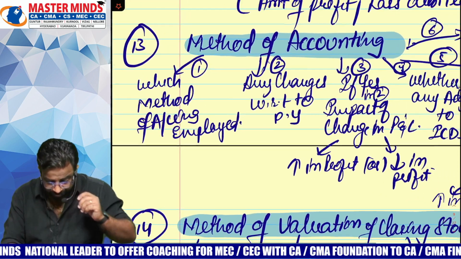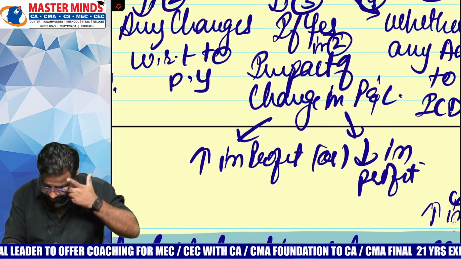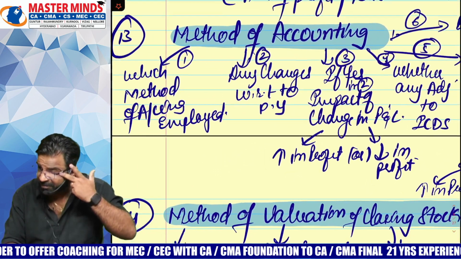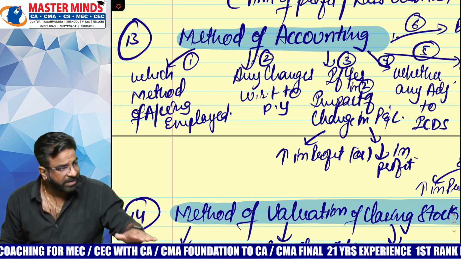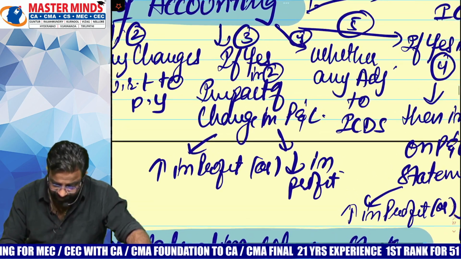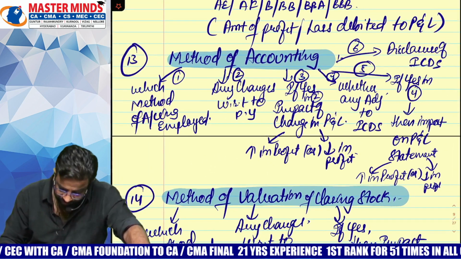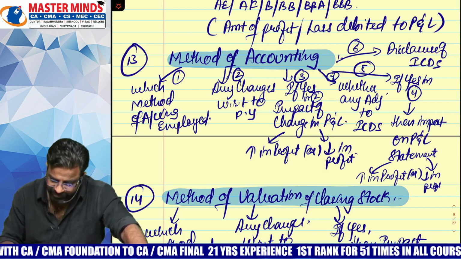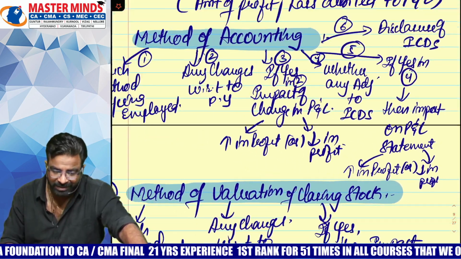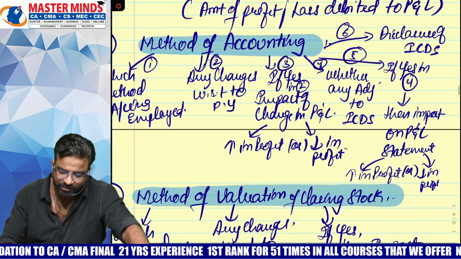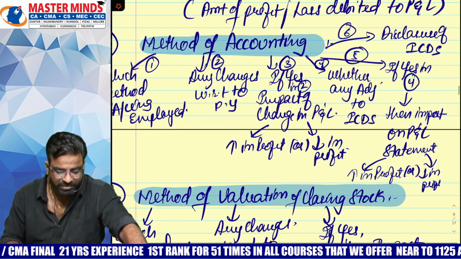Second thing, any changes with respect to which year? Previous year. And if yes, impact of such changes on your P&L. Right or not? Whether it increased in your profit or decreased in your profit. Next, whether any adjustments you have done according to ICDS. And if you have done the adjustments according to ICDS, then what is the impact of that adjustment on your increase in profit or decrease in profit? And the fourth one is which ICDS you have followed. Please tell me the 6 things you need to understand here.